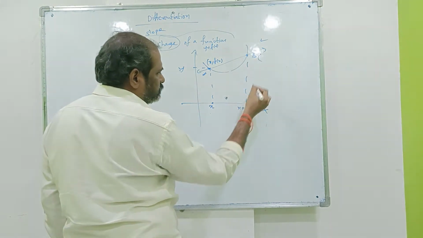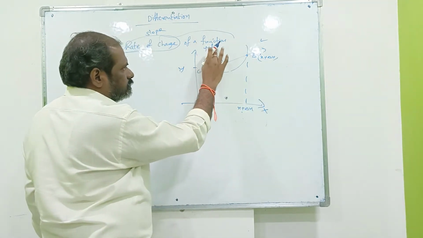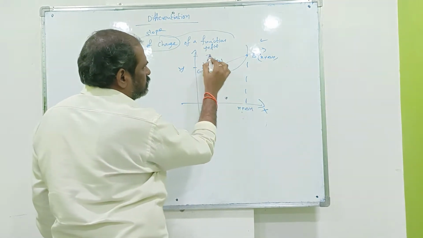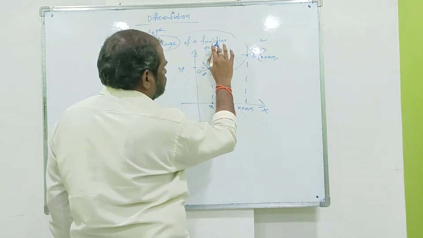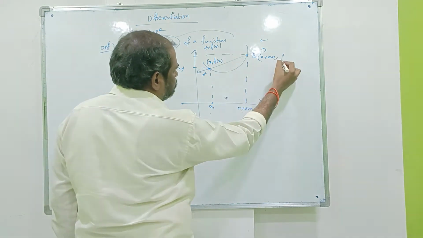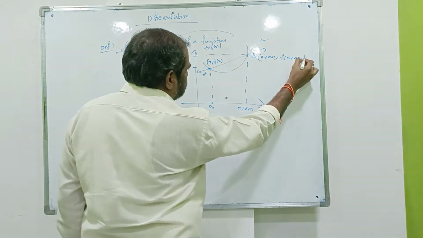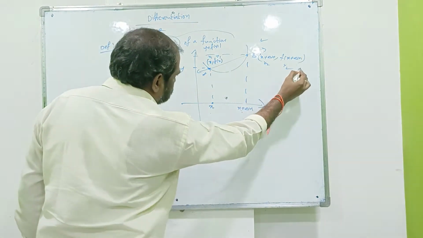Then what is point B? This is x plus delta x. So what is y? Y equals f of x. For x plus delta x, replacing x by x plus delta x, we get f of x plus delta x. So this is x1, this is y1, this is x2, this is y2.